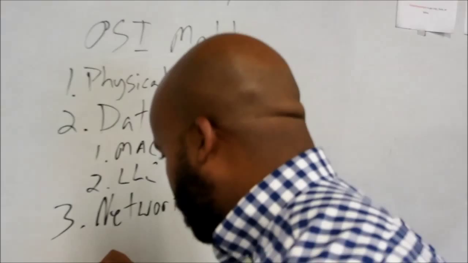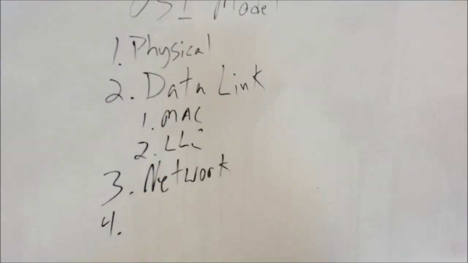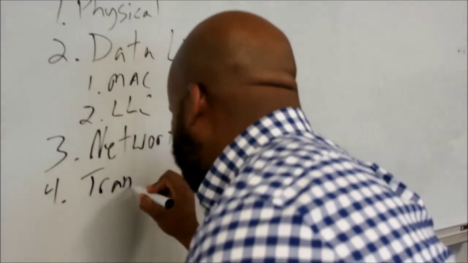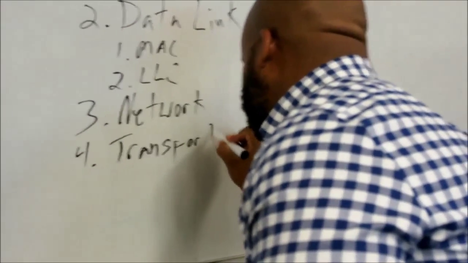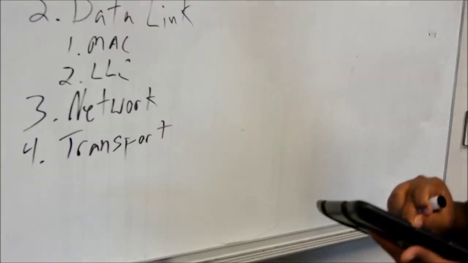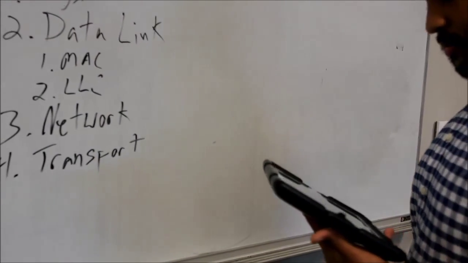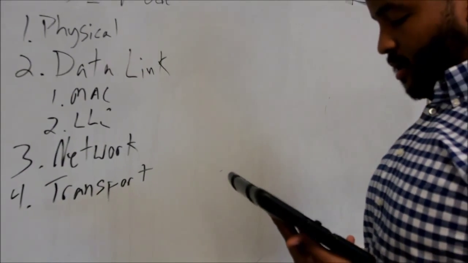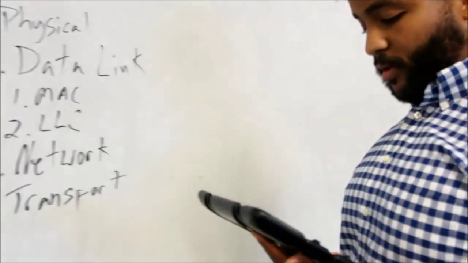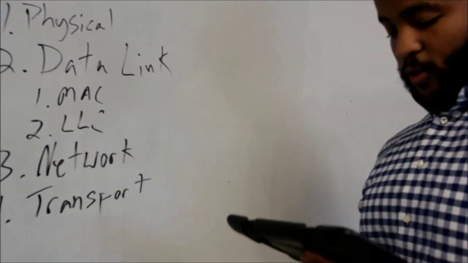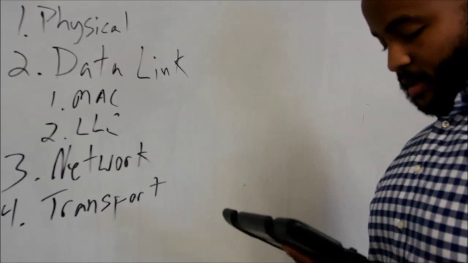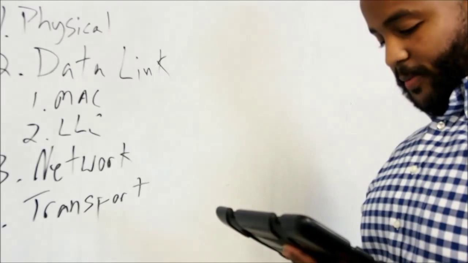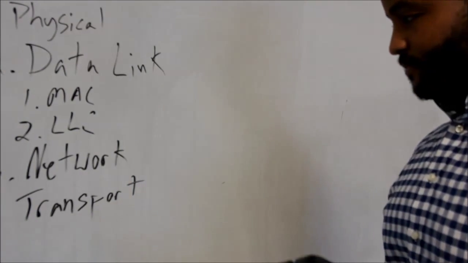Your 4th layer, that is the transport layer. This layer provides transfer of data between end systems or hosts, and is responsible for end-to-end error recovery and flow control. It controls complete data transfer. Layer 4 transport examples include SPX, TCP, and UDP.